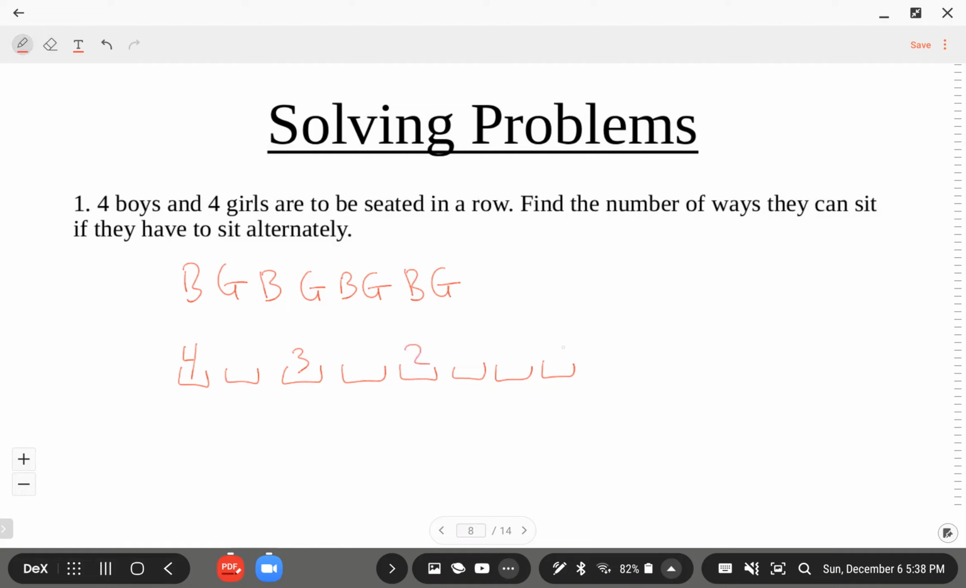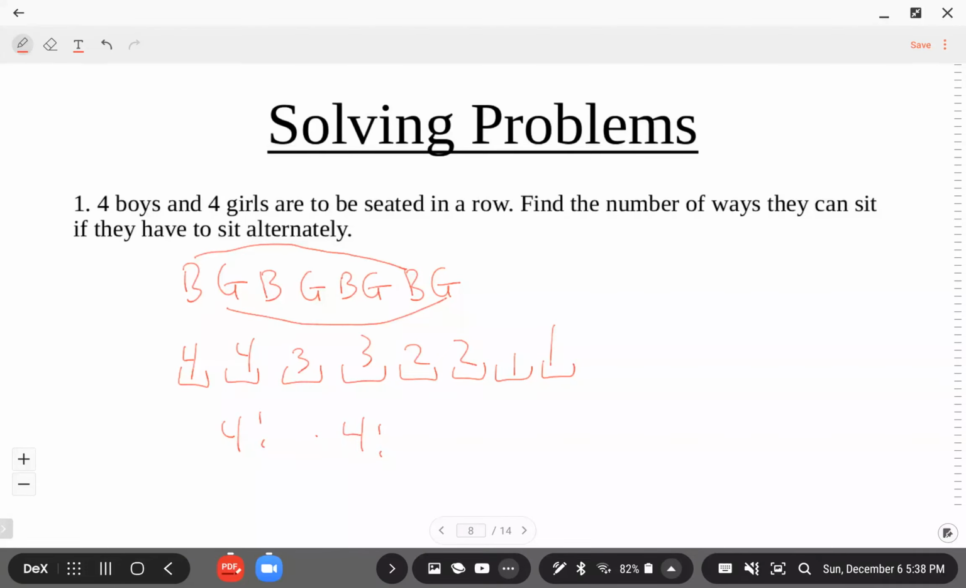Gonna have 2 right here. 2 boys. Okay, possible, and then down to 1 boy. Same with the girls: 4, 3, 2, 1. So it's basically 4 factorial times 4 factorial, right? It's basically 4 factorial times 4 factorial because the 4 boys right here can permutate themselves, right? And the girls can also permutate themselves.